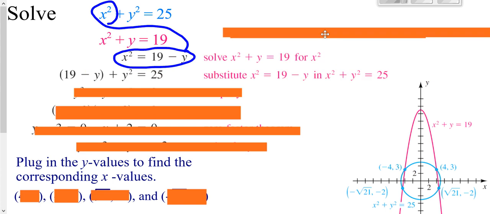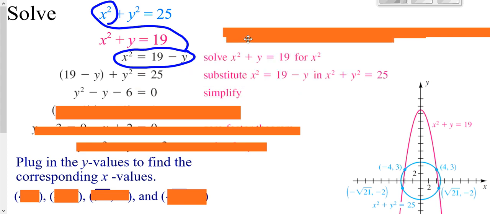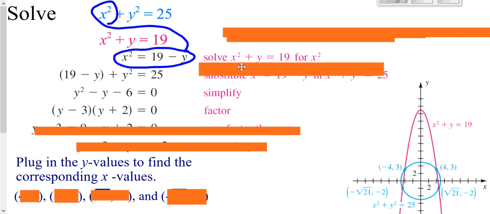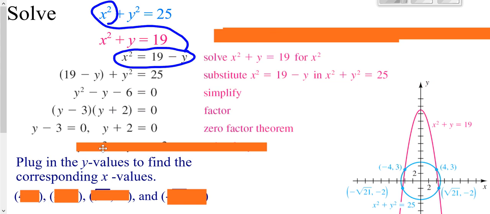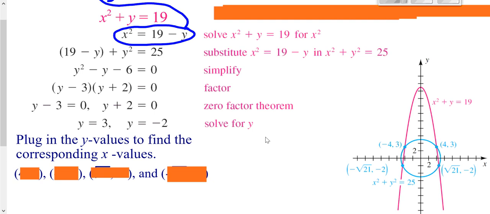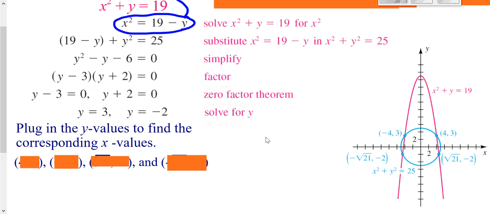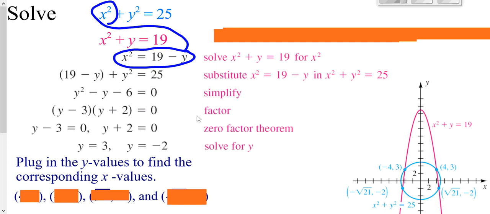Well, now it's just a nice, normal, simple quadratic. So to solve a quadratic, you know you want to have it set equal to 0. Then you could easily factor this, or if it didn't factor, you'd use the quadratic formula. Set each factor equal to 0. Solve it, and we get y to be 3. We get y to be negative 2. Now, those are the y values. You still have to figure out what x is.